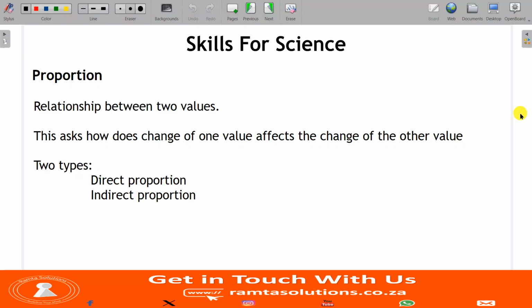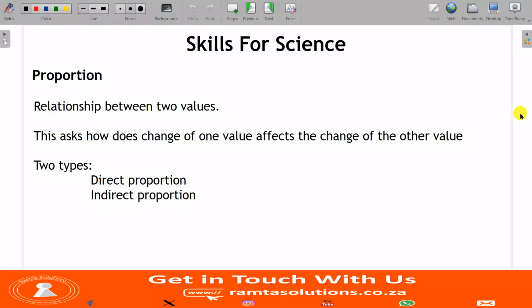So, today we are looking at proportion. When we talk about proportion, we are talking about the relationship between two values. Now, what does this mean?